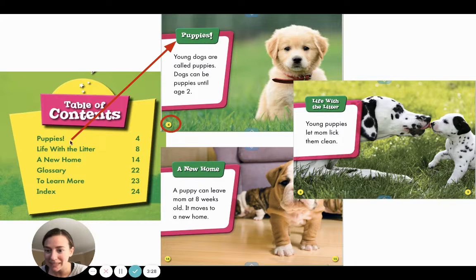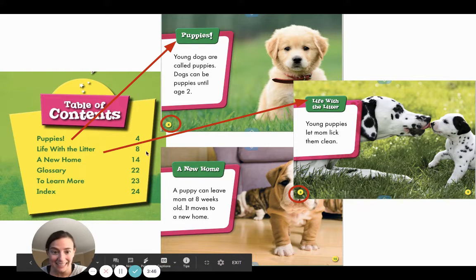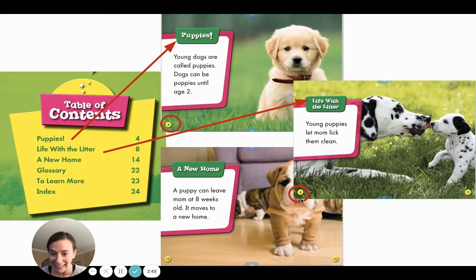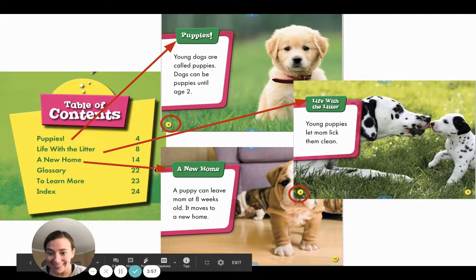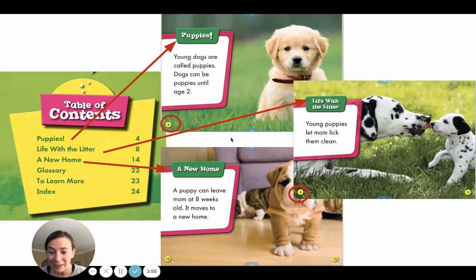So you see puppies on page 4. Page 4, you can read about puppies. Let's see if that's true for this one. Life with the litter. Take a look. Do you notice? Yeah, there's the heading and there's the page number, page 8. Life with the litter, page 8. Let's see if it's true for this section. A new home. Take a look at this page. Yeah, there's the heading, a new home. And friends, look, it's on page 14, just like the table of contents says.